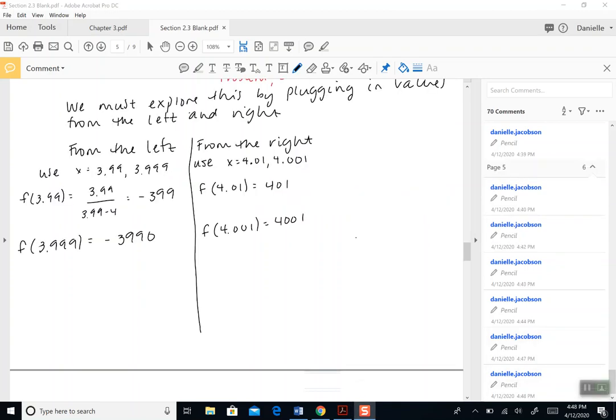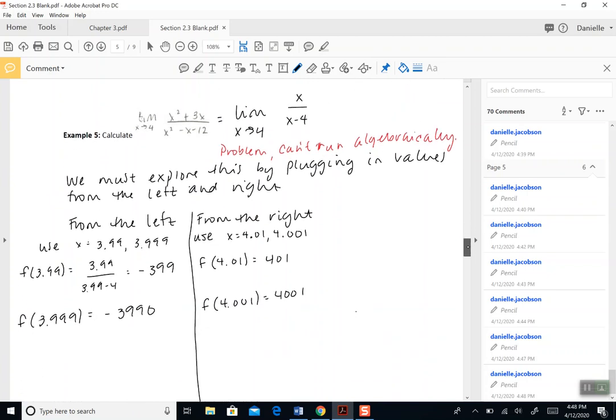All right, so using that numerical method, you can pick whatever values you wish. From the left, I chose 3.99 and 3.999. From the right, I chose 4.01 and 4.001. Okay, so since you're just looking at the y values, right, we know limits are approaching y values, I really just need to run this through the function. So I plugged 3.99 into the function I have simplified up here. When I did that, I got negative 399.